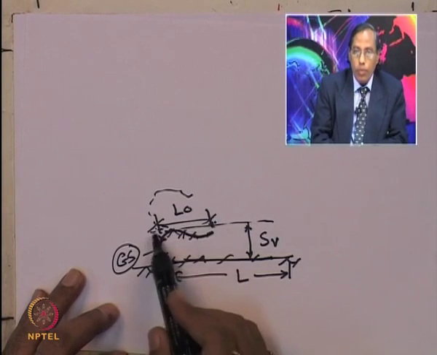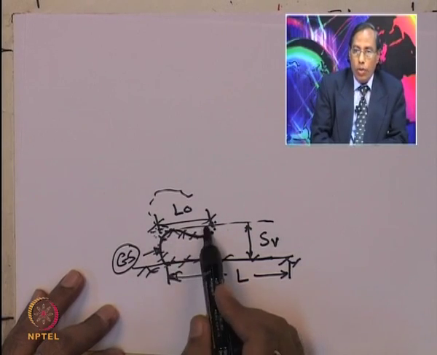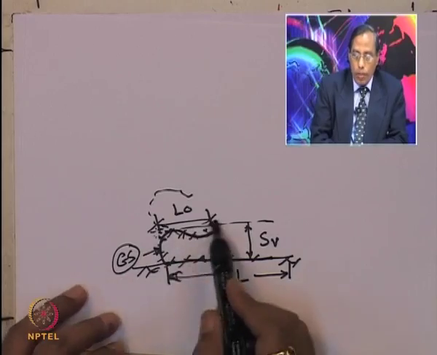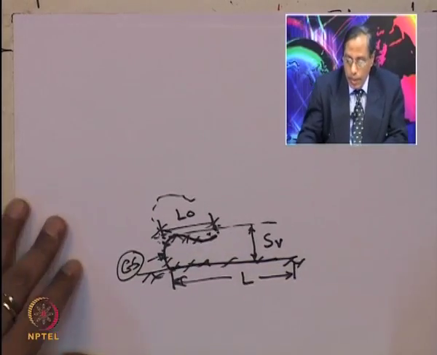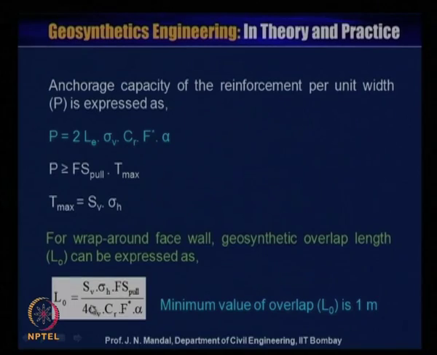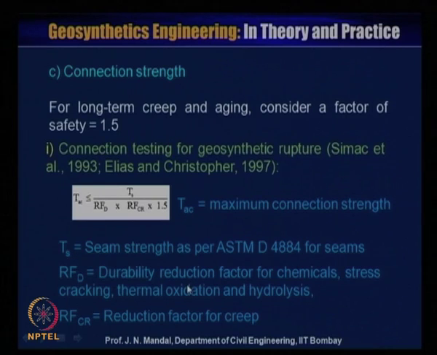So you know what we mean by overlap length, and this overlap length can be expressed like this. If you know L0, then you can calculate it, and you also know the spacing and the length of the reinforcement.